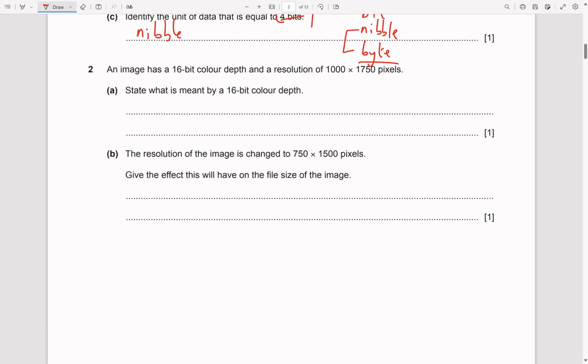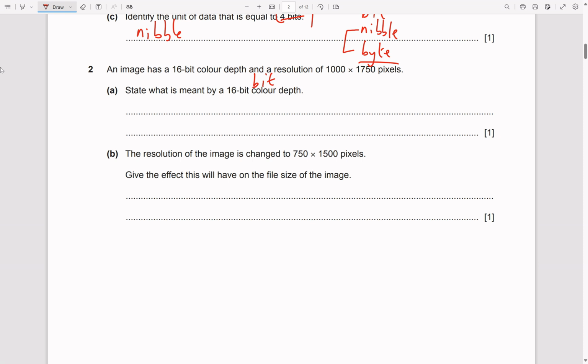Right, question 2. An image has a 16-bit color depth and a resolution of 1000 by 1750 pixels. Right, state what is meant by 16-bit color depth. Right, okay, so the color depth you can also call the bit depth as well. I mean, it's the same thing.